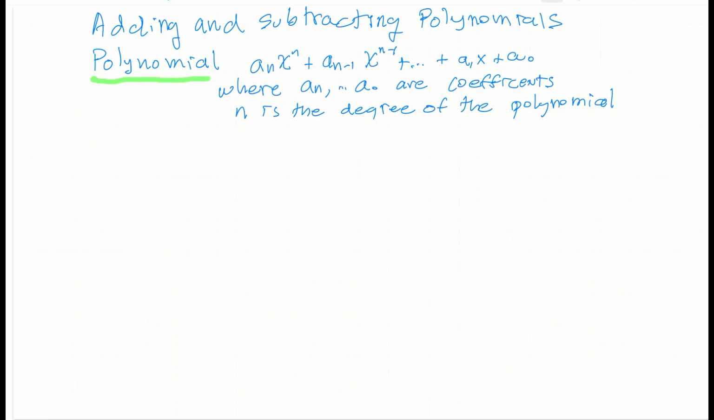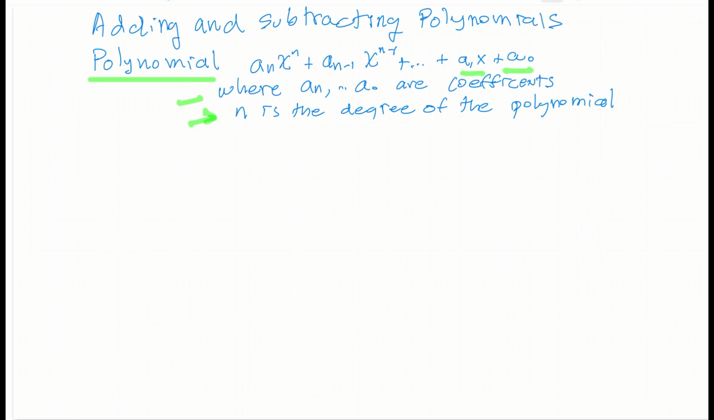So a polynomial is of this form: a_n x^n plus a_(n-1) x^(n-1), all the way down to a_1 x, and then finally a_0. Where these a terms, a_n to a_0, are called the coefficients. These are constants. And n is the degree of the polynomial.